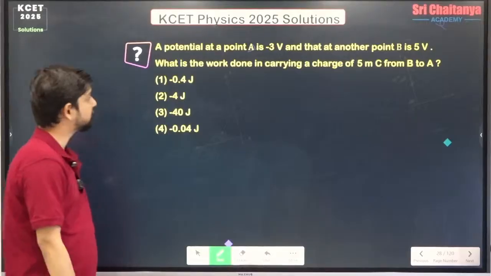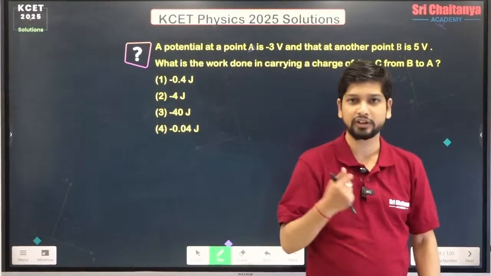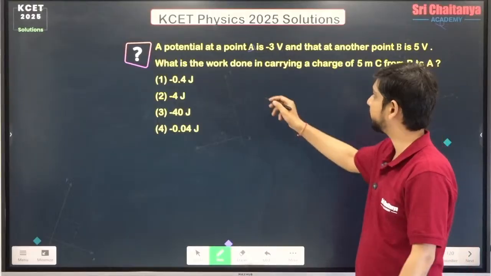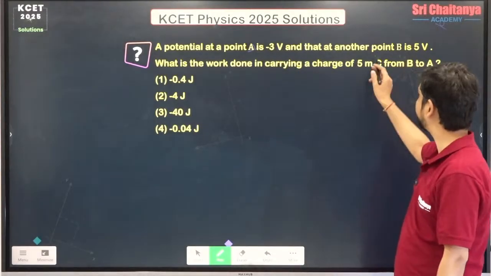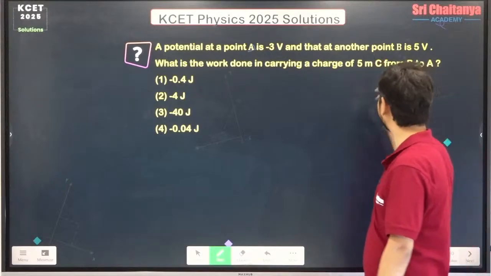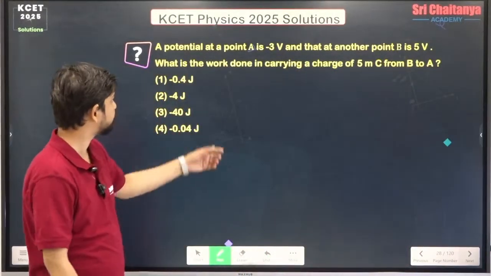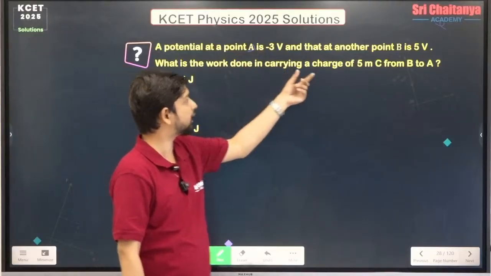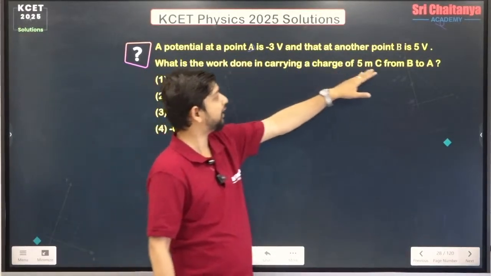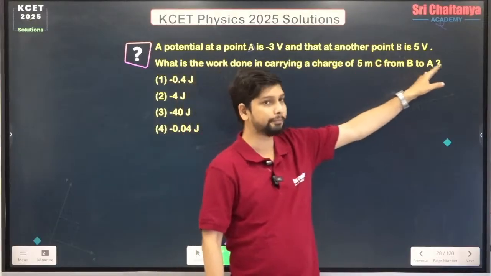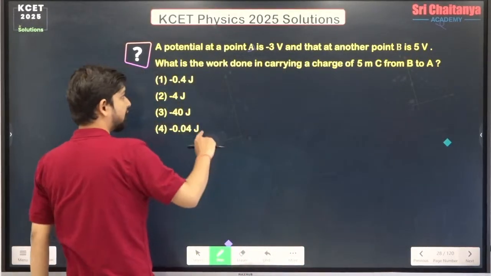Next, again this question is from class 12 syllabus and it is very easy. It is given that the potential at point A is minus 3 volt and at another point the potential is 5 volt. You need to carry the charge of 5 millicoulomb from B to A. From B to A, not from A to B.